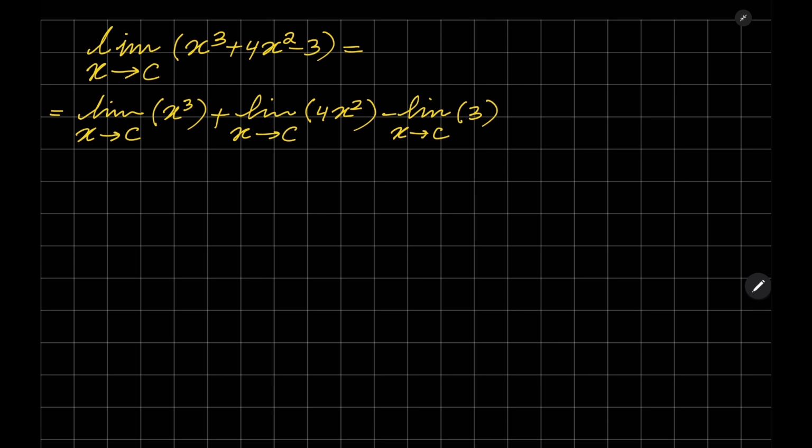And then this is c cubed plus 4c squared and minus 3. That's the answer for the first example.